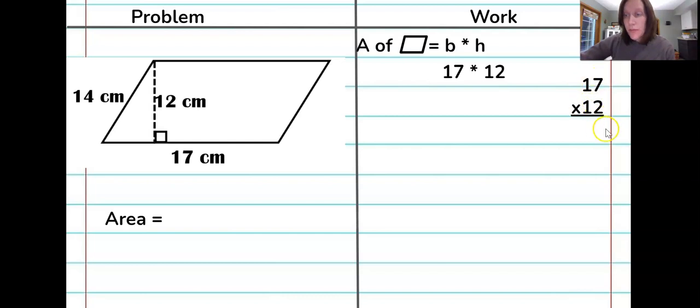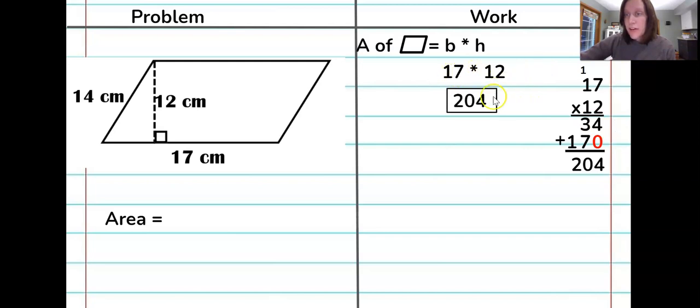2 times 7 is 14. Carry your 1. Keep your 4 in the ones place. 2 times 1 is 2. Plus 1 is 3. And then I move on to my tens place, which means I need to put a 0 right here in my ones place. 1 times 7 is 7. 1 times 1 is 1. And now I need to add these two partial products together to get 204.